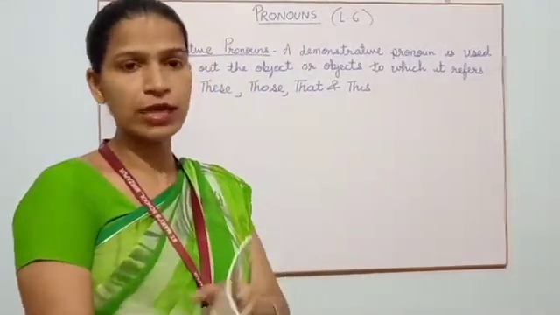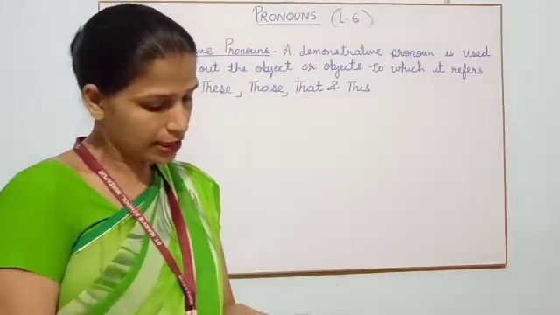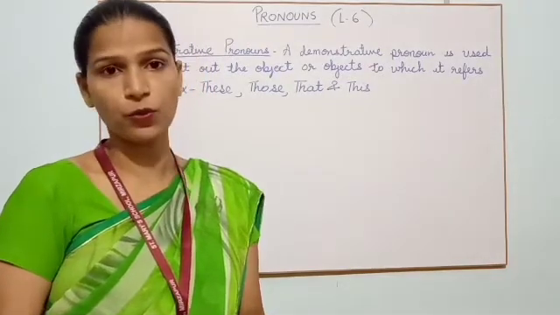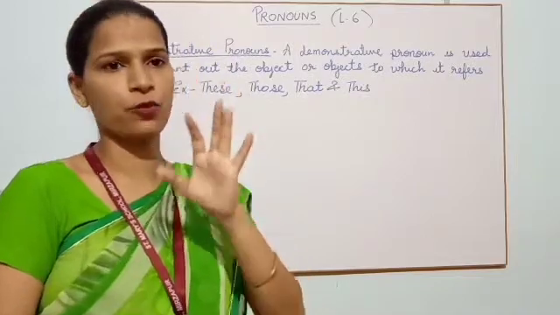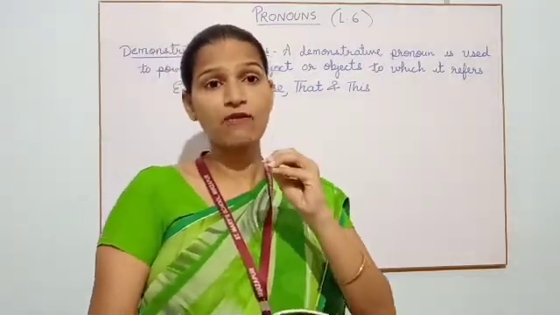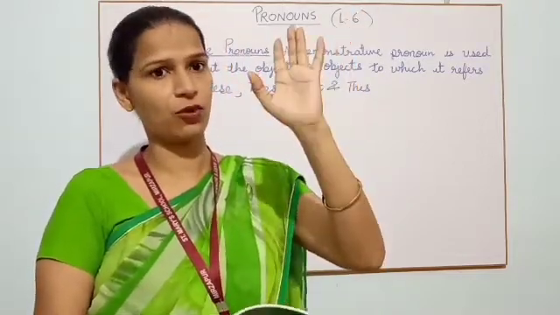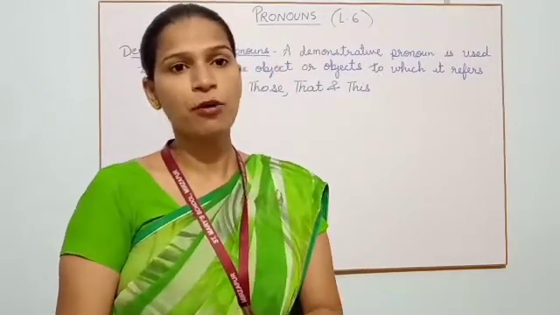Now let's come to the examples from the book. In the examples here it says, this is my friend's bungalow. Now children, this is my friend's bungalow. This, it means someone is indicating that this is my friend's bungalow. So the word this is your demonstrative pronoun.